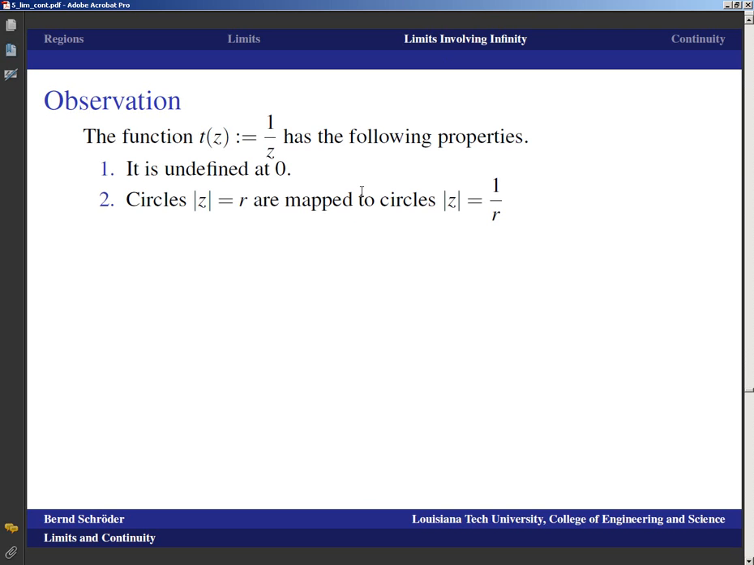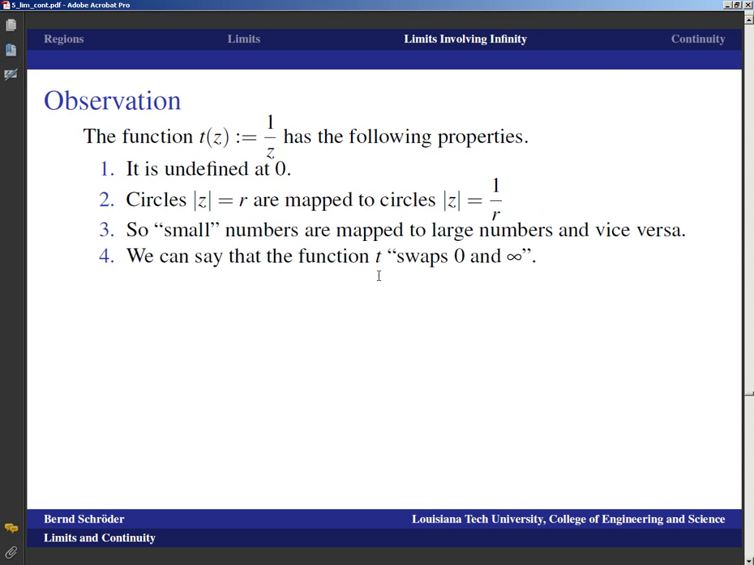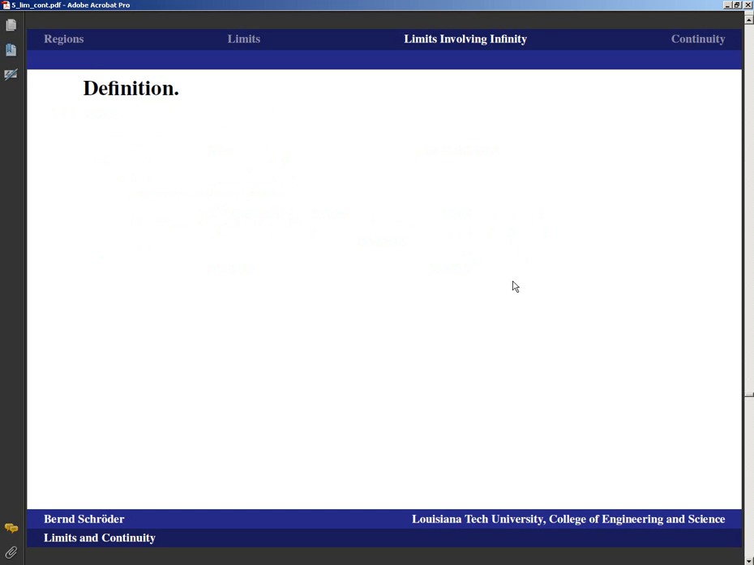It's undefined at 0, and circles around the origin of radius r are mapped to circles around the origin of radius 1 over r, which means small numbers are mapped to large numbers and vice versa, right? If r is small, 1 over r is large. If r is large, 1 over r is small. So that means this function in some ways just swaps 0 and infinity. And that's the key to all the definitions of limits that involve infinity.